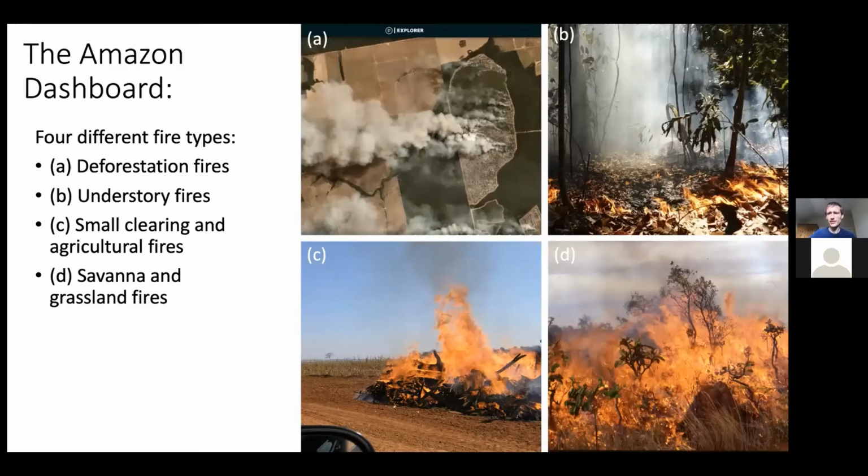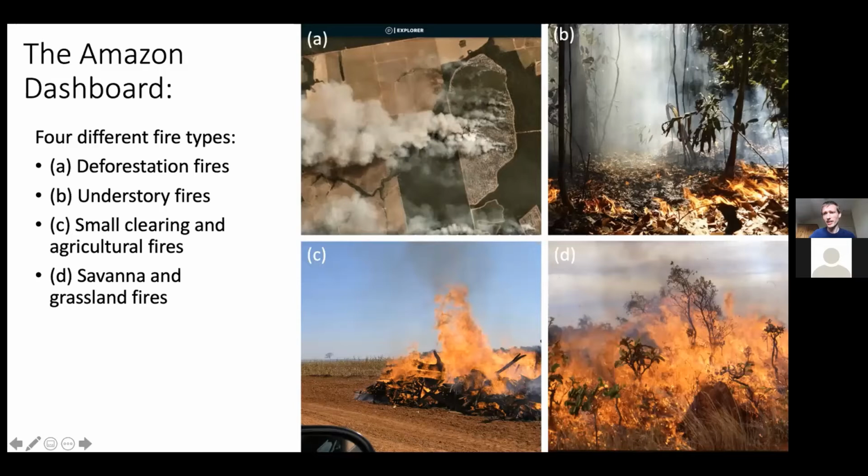There are 4 fire types that we can distinguish across the region. First of all, the fire type that I just spoke about. These are the deforestation fires, so that's the example on the upper left here. A large field, just like eliminating the biomass that's there.